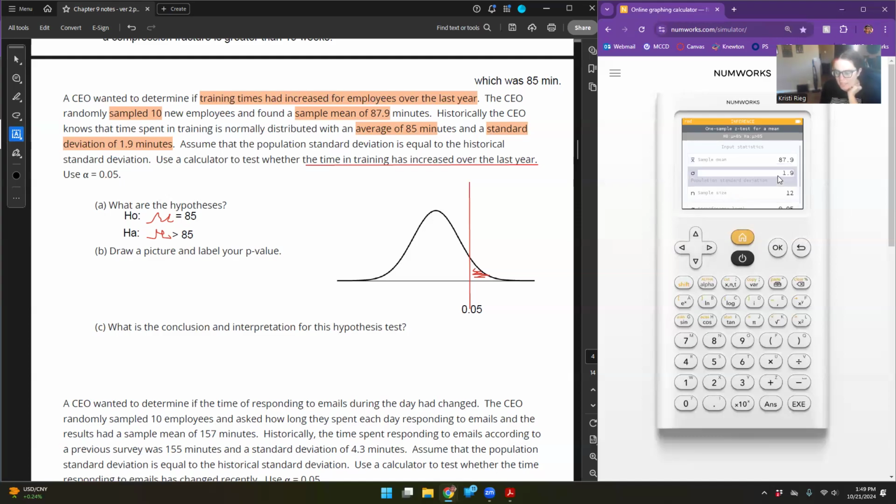And we know N is 10. So in the statistics part of the calculator, I did not put 85. 85 was on the last screen. This is all the other numbers besides 85 on this screen. And then our alpha, our significance level, is 0.05. That's perfect. I'm going to go down, hit next.